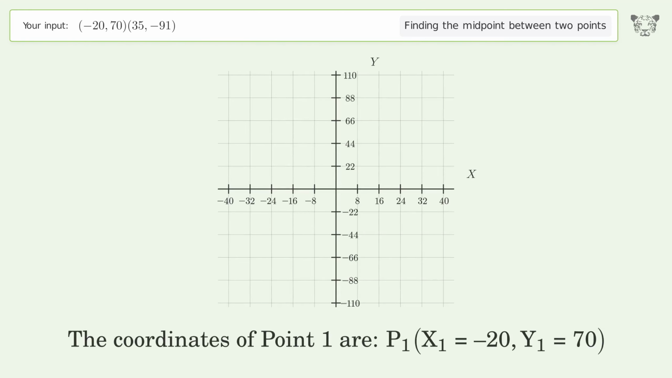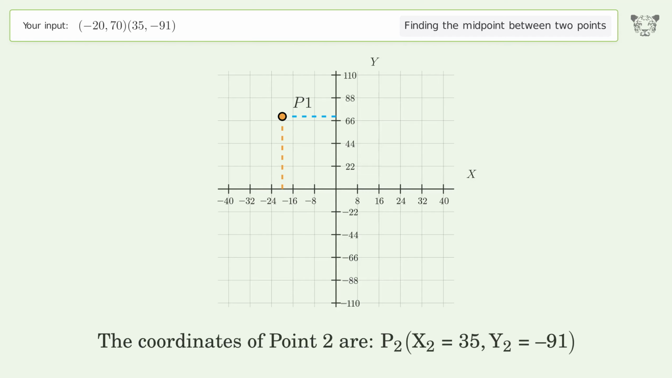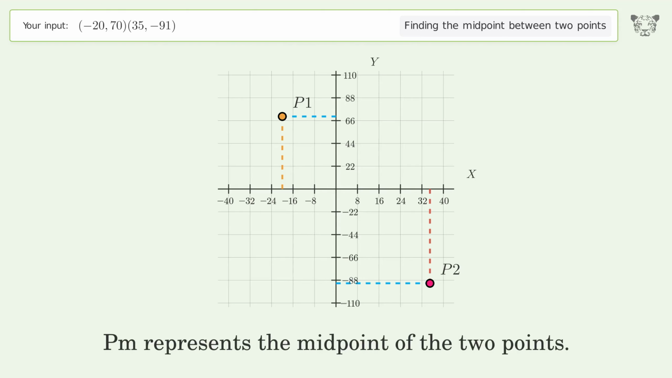The coordinates of point 1 are, x1 equals negative 20, y1 equals 70. The coordinates of point 2 are, x2 equals 35, y2 equals negative 91. PM represents the midpoint of the 2 points.